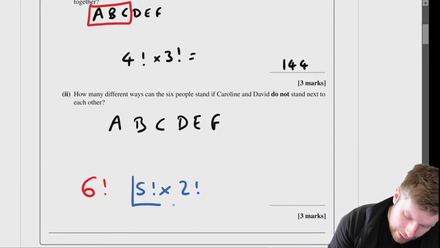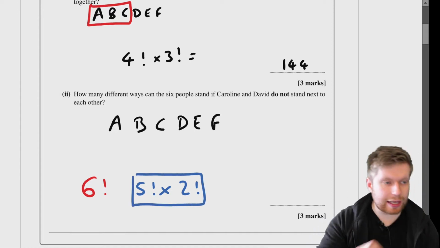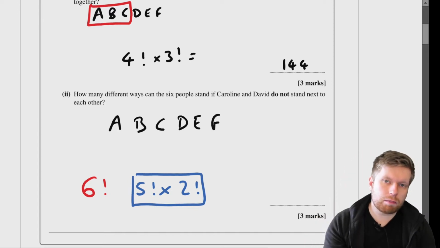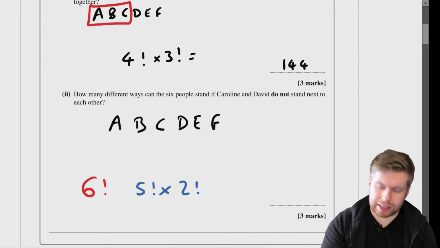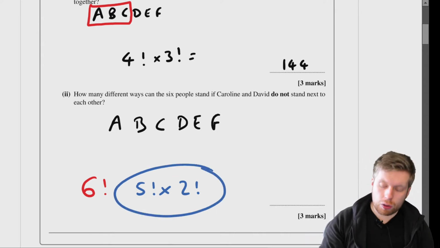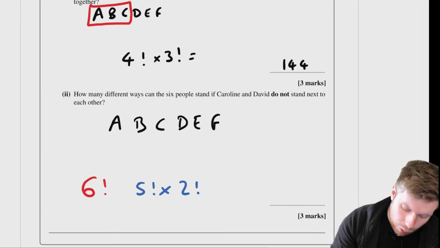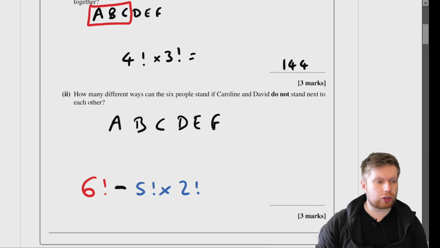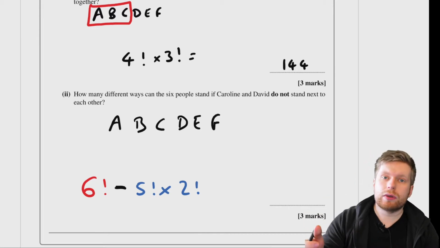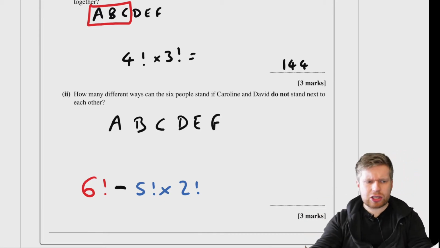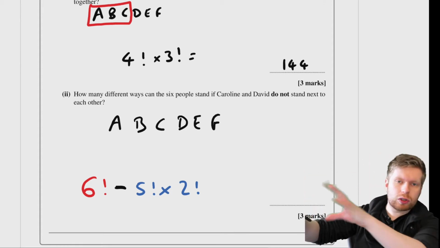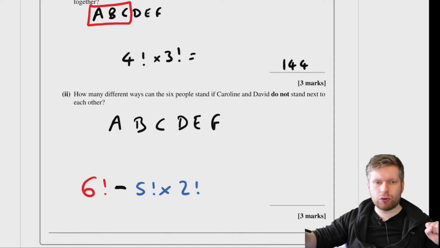This thing in blue is the number of ways of getting this line in order such that Caroline and David do stand together. So therefore, if there's 6 factorial ways in total with no restrictions, this restriction in blue is the one that I don't want. So if I take it away from my total, in other words, 6 factorial minus this thing, then that should give me the thing which I do want. It's a bit like saying, well, this is the number of ways in total with no restrictions. This is the restriction I don't want. And of course, that restriction is all going to be buried in this 6 factorial.